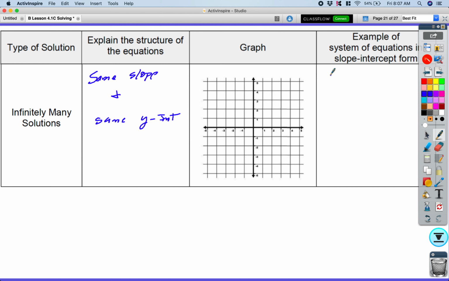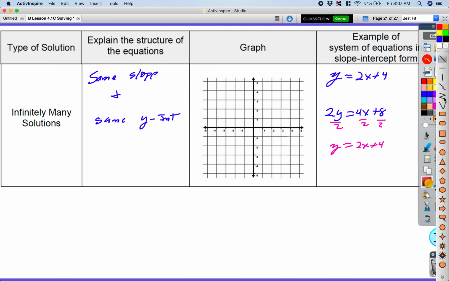I'm going to let you guys know right now, I'm not going to give them to you looking exactly the same. So for instance, y equals 2x plus 4, and then on a test or a homework, I'll give you 2y equals 4x plus 8. Now I want you to notice, if I divide all these by 2, this would simplify to y equals 2x plus 4. So that's how you'd get the same exact equation.